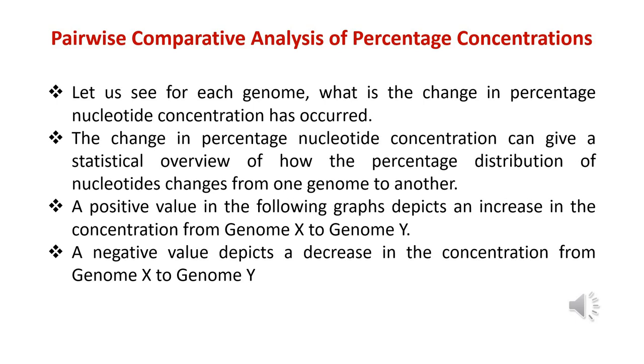Now, let's study the pairwise comparative analysis of percentage concentrations. First, we see for each genome what change in percentage nucleotide concentration has occurred. The change in the percentage nucleotide concentration can give a statistical overview of how the percentage distribution of nucleotides changes from one genome to another. A positive value in the following graphs, which I am going to show now, depicts an increase in the concentration from genome X to genome Y. A negative value depicts a decrease in the concentration from genome X to genome Y.